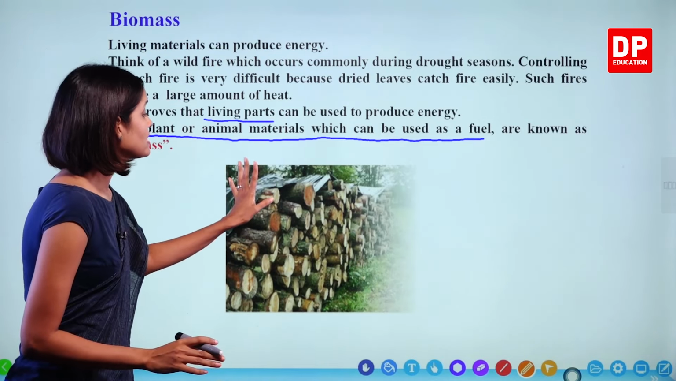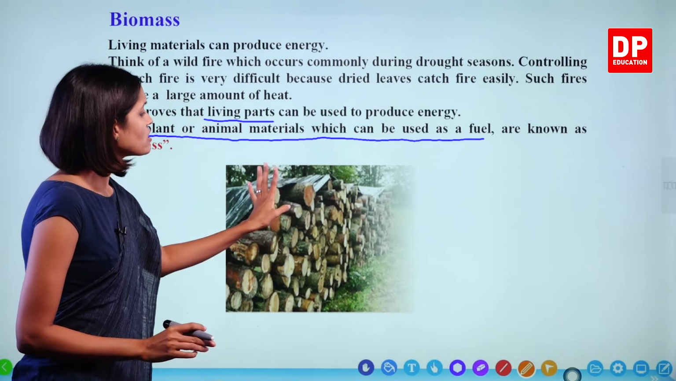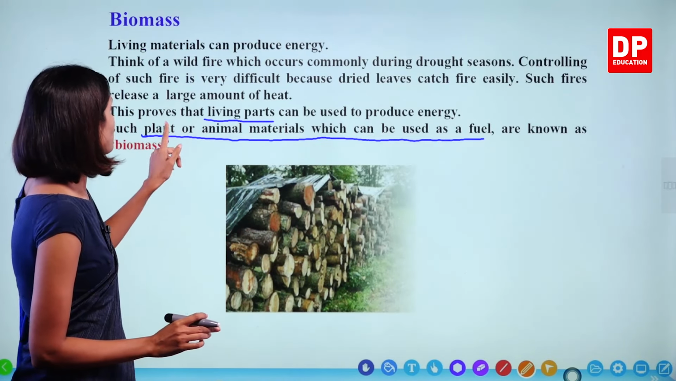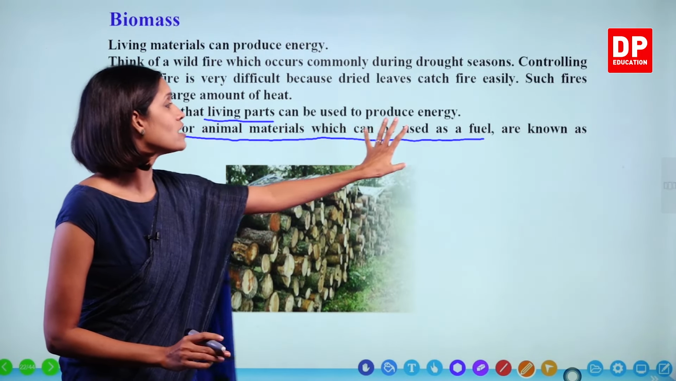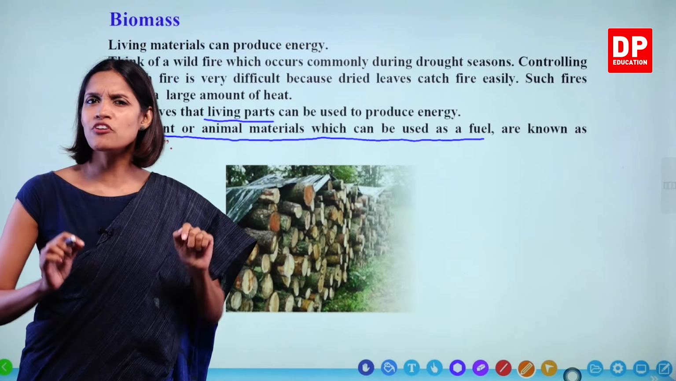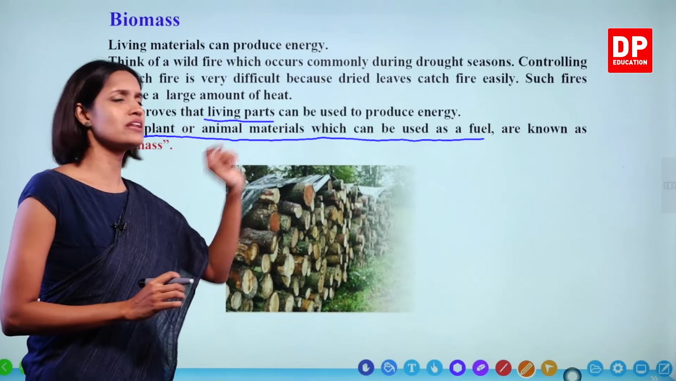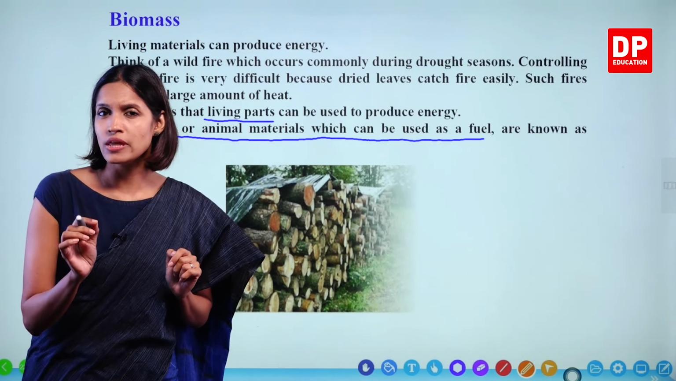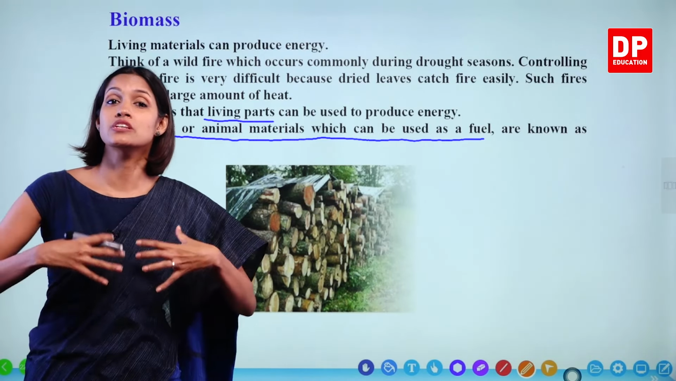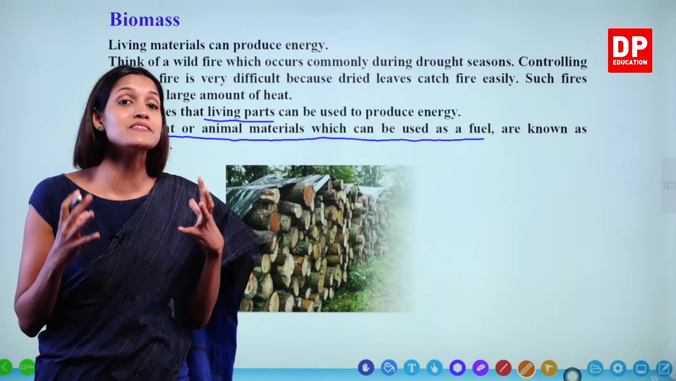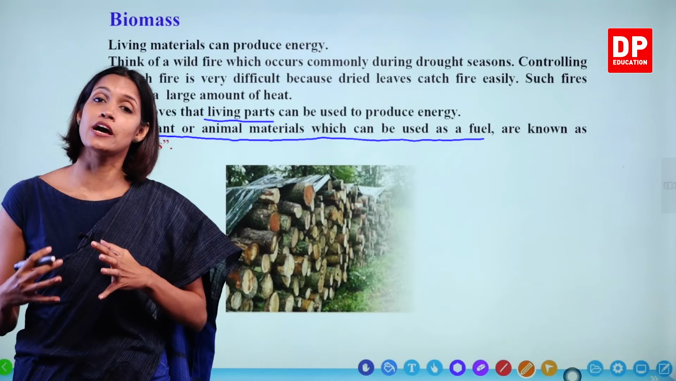So it's very clear that biomass can generate energy. Biomass means plant or animal materials which can be used as a fuel. So what type of energy is contained in them? The basic type of energy contained in plant and animal materials, children. You all know that plants generate energy by photosynthesis, right? By producing their own food through photosynthesis, plants can produce their own energy. And animals use the energy produced by plants.